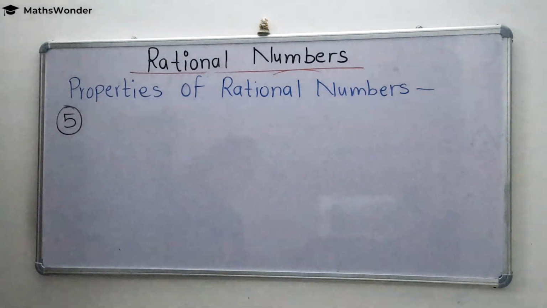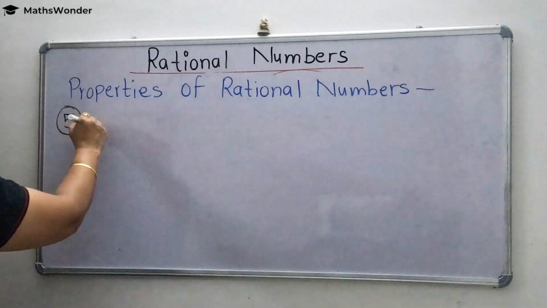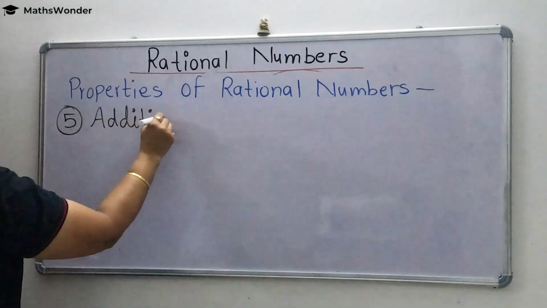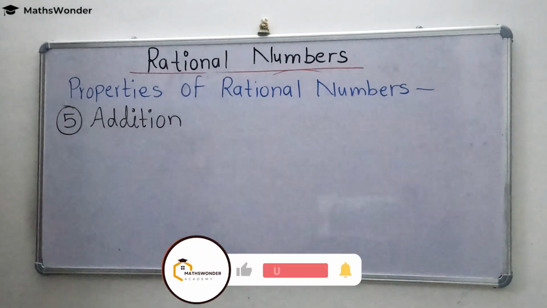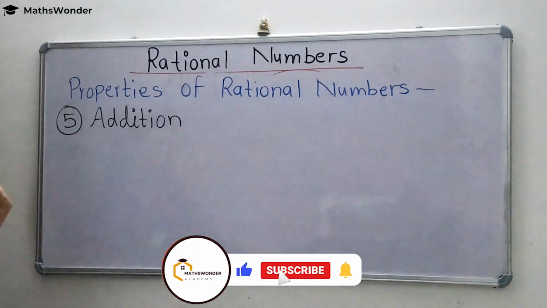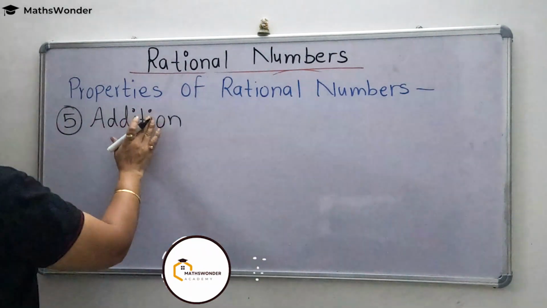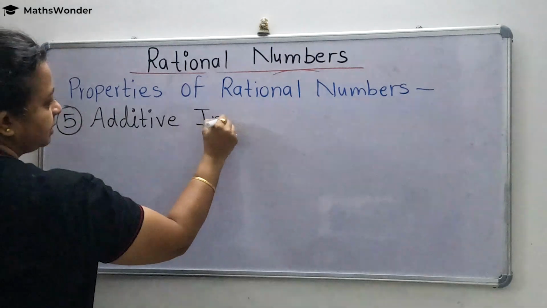Do you know the next property? Any idea? Additive inverse. Multiplicative identity? No beta, we are not doing a multiplication operation. We are doing all the addition operations. These 5 properties are based on addition. The next one is the additive inverse.